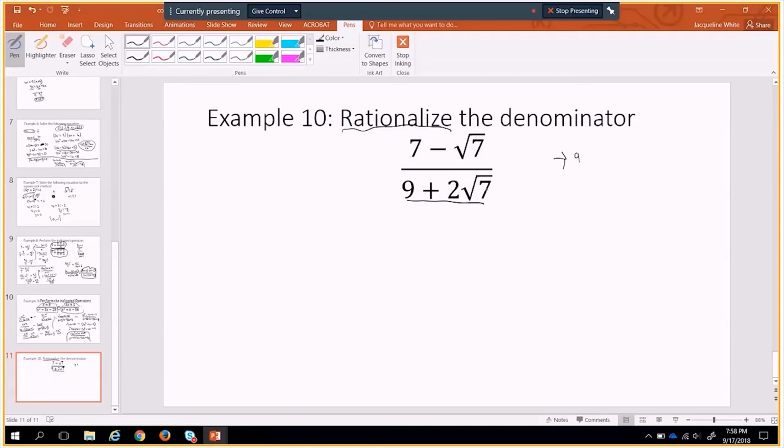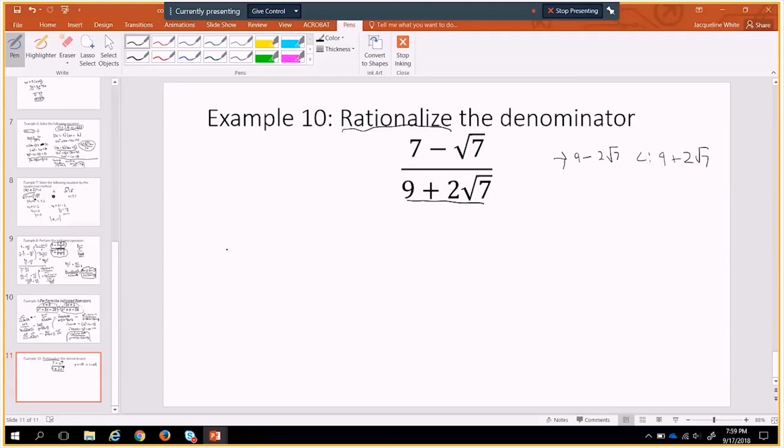And the conjugate just means that it's going to be the opposite of what we have. So let's say instead of a plus 2 times the square root of 7, let's say we had a minus 2 square root of 7. Our conjugate is going to be 9 plus 2 square root of 7. All right, you guys got it? So if it's a plus here, it's going to be a minus here. If it's a minus here, it's going to be a plus here. Right? So if we know that, we're going to multiply the top and the bottom. All right, don't forget this. You have to multiply the conjugate times the top and the bottom.